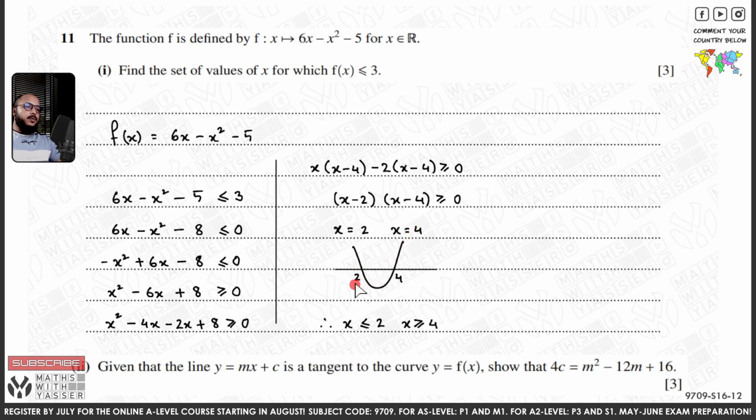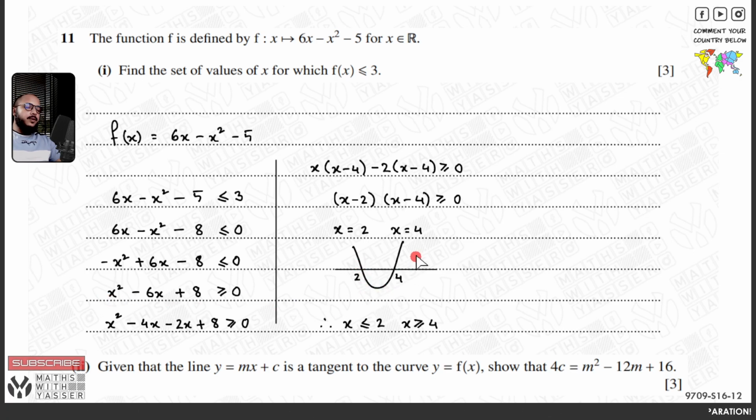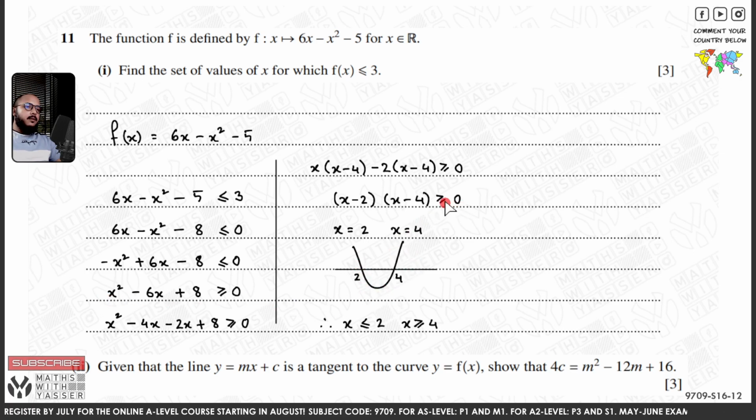Now let's put this 2 in the number line. So 2 and 4, and since it's a positive quadratic, we have to take the U shape, and for the inequality greater than 0, x must be less than 2 and x must be greater than 4. So these are the set of values of x for which f(x) is less than or equal to 3.